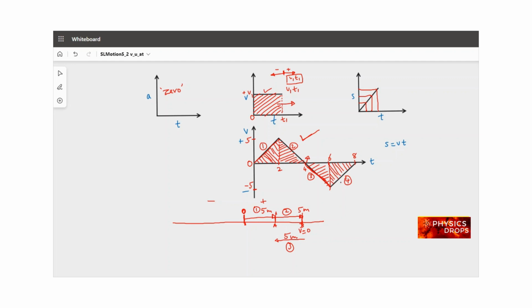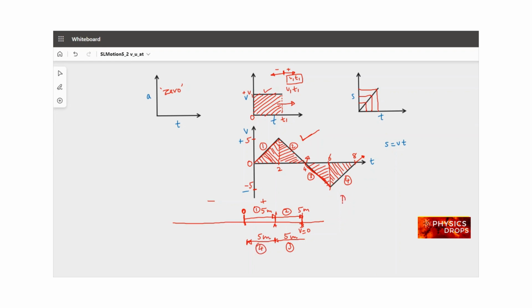Similarly, the last triangle here, it is 5 meters. It starts decelerating when it is moving in the negative direction. It starts decelerating from here till here and comes to a halt here. That is why at this point velocity is again 0. And this is again 5 meters because half times the base, 8 minus 6 is 2, half times 2 times height is minus 5. So minus 5 meters, which means 5 meters in the negative direction. This is what happens in phase 4 for this object.